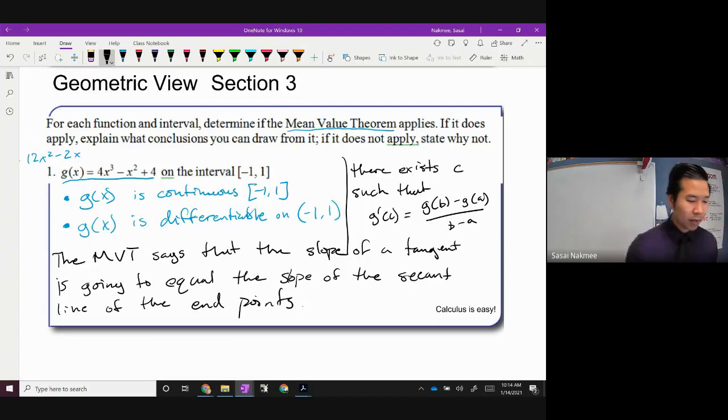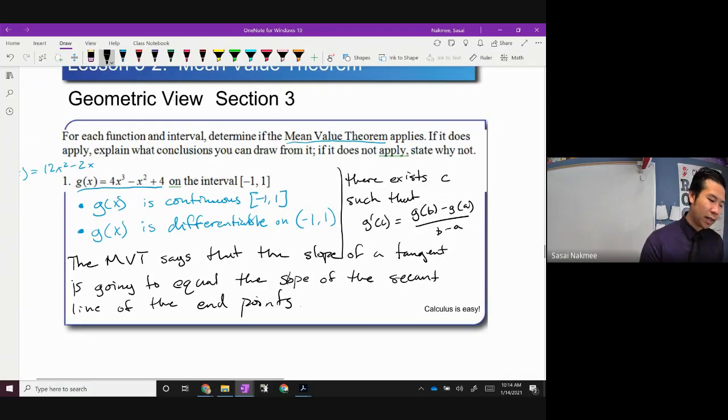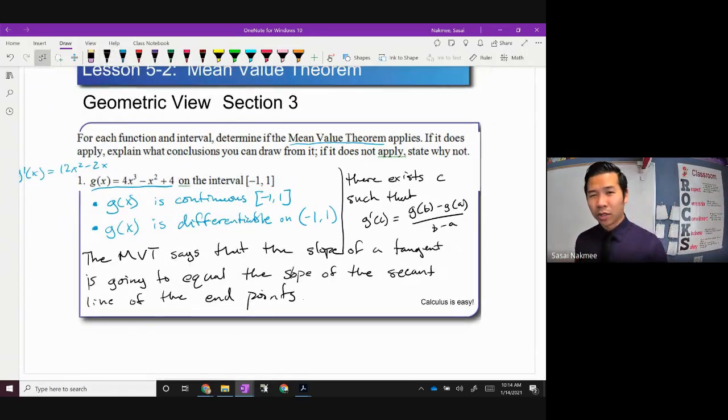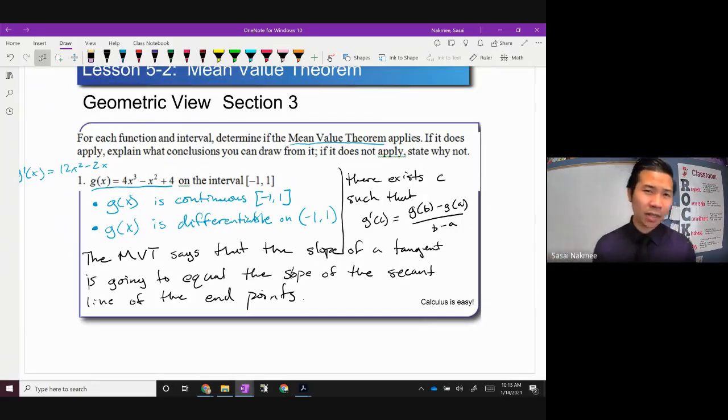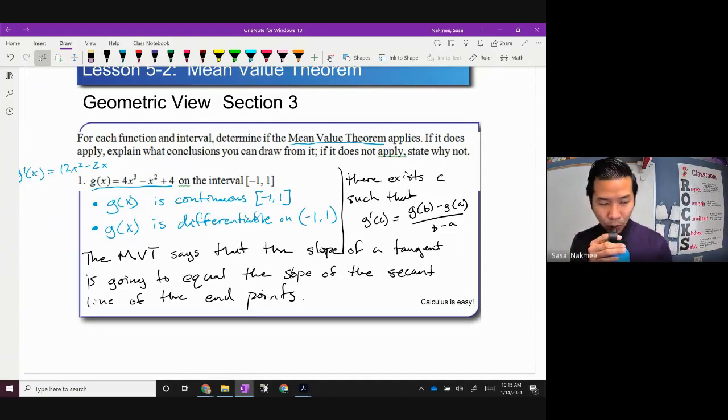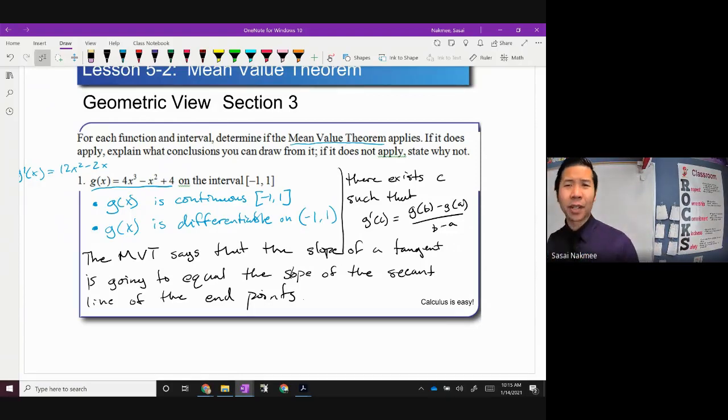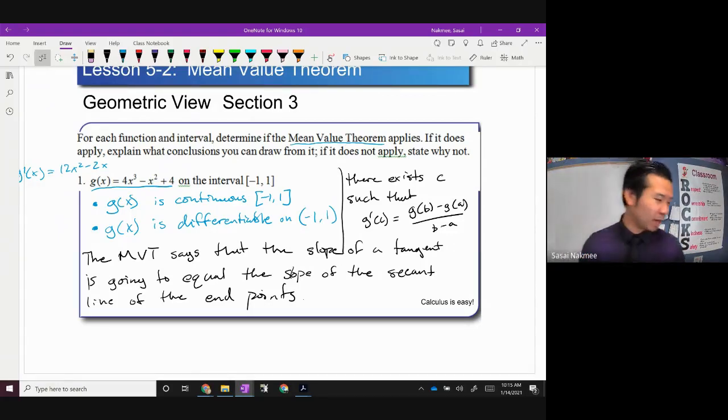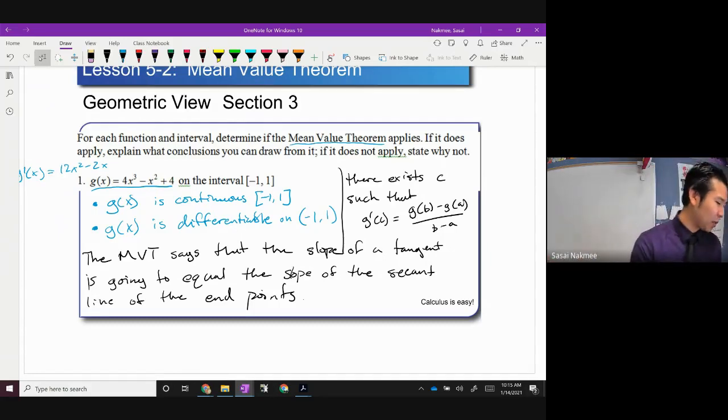There you go. That's the conclusion that we can draw from this. If we can show that a function is continuous on the interval that's given and it's differentiable on the interval that's given, there has to be a point in there where the derivative is equal to the slope of the secant line. I keep misstating that. The slope of the secant line.